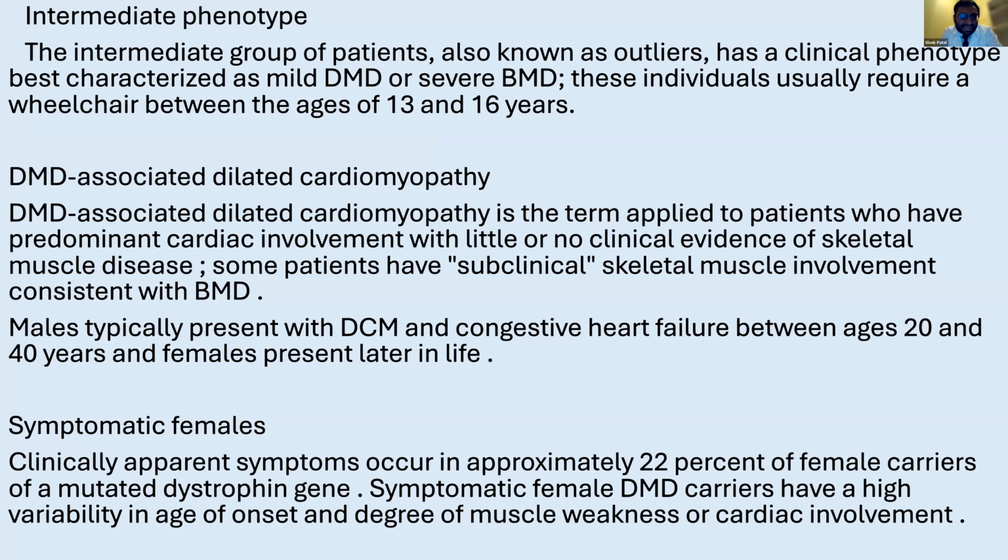And males typically develop heart complications such as dilated cardiomyopathy and heart failure between 20 to 40 years of age, and females usually develop complications at a later age. As I discussed earlier, females who are carriers are commonly asymptomatic, but in 22% of cases, female carriers may have symptoms accompanied by the mutated dystrophin gene. The symptomatic female DMD carriers have variable age of onset and degree of muscle involvement or heart involvement.